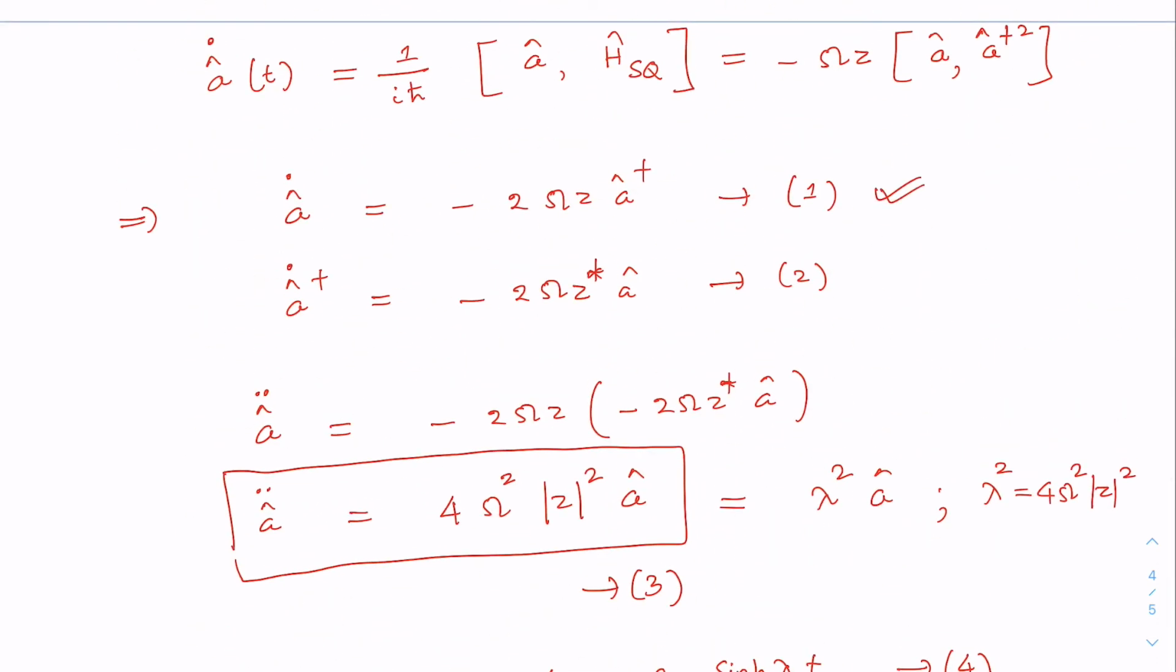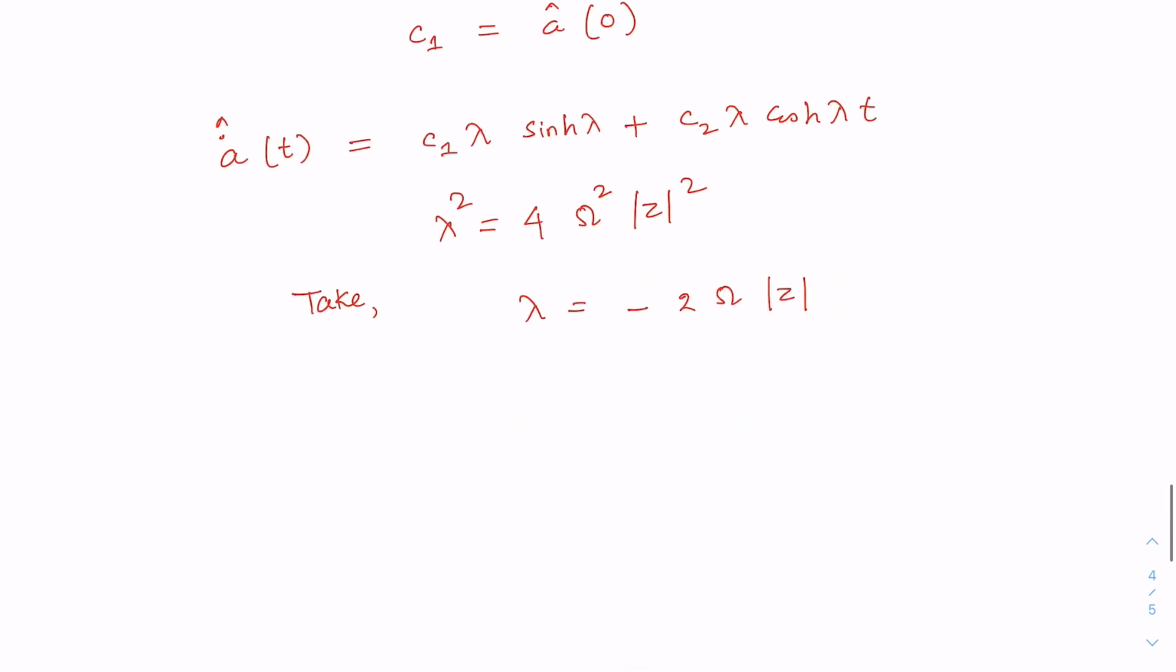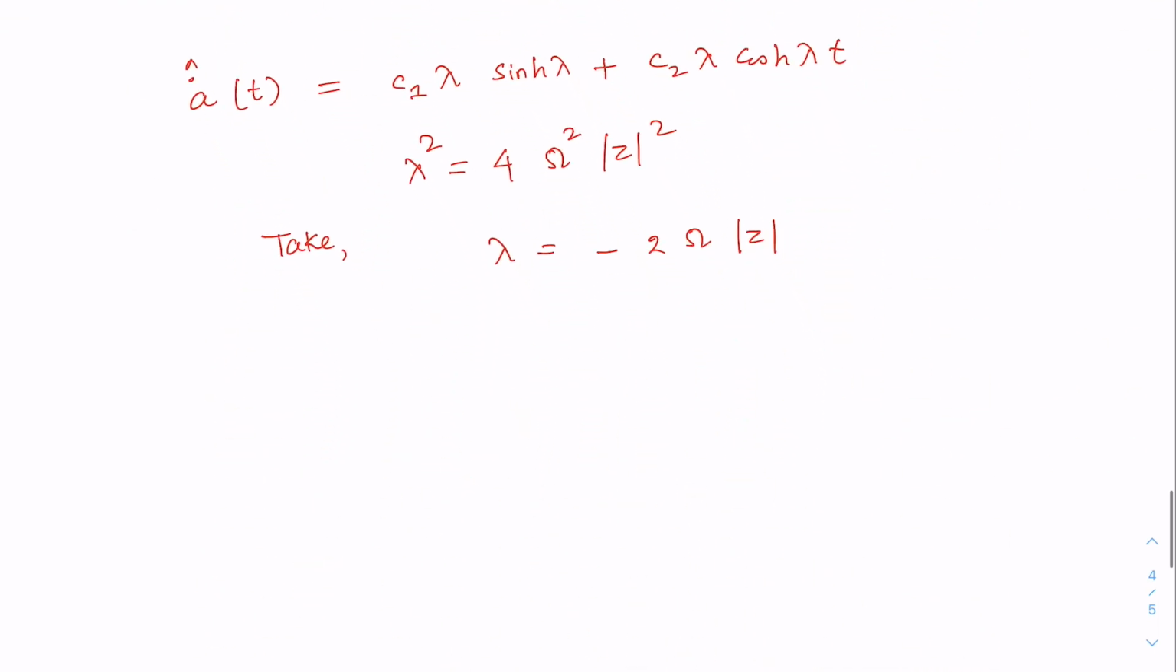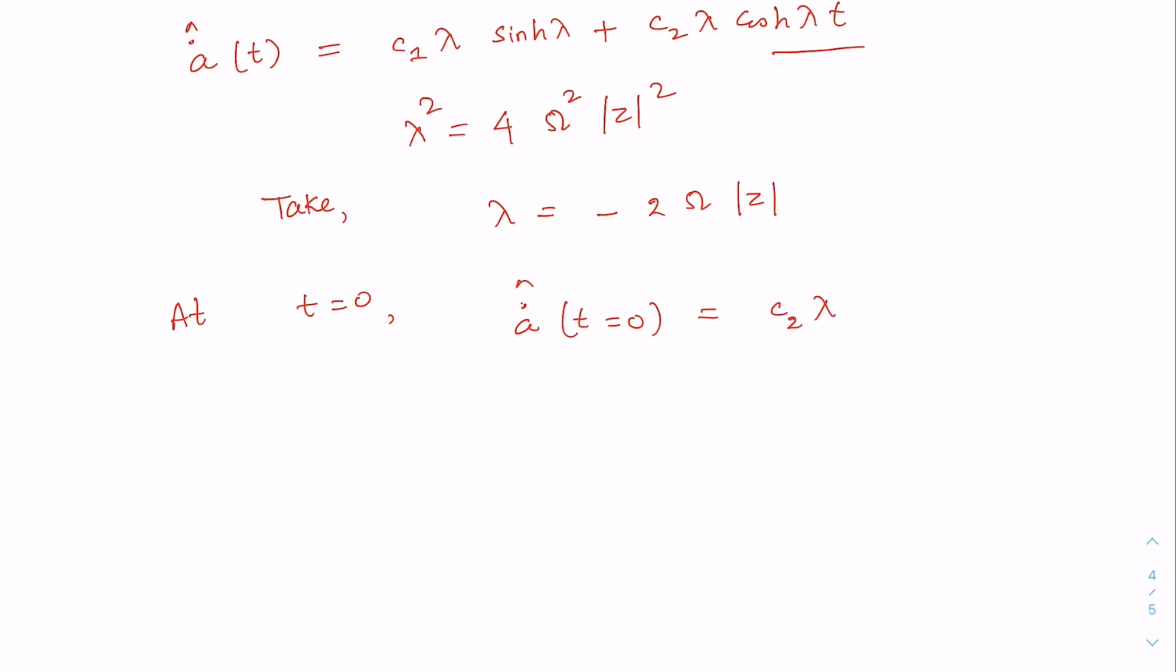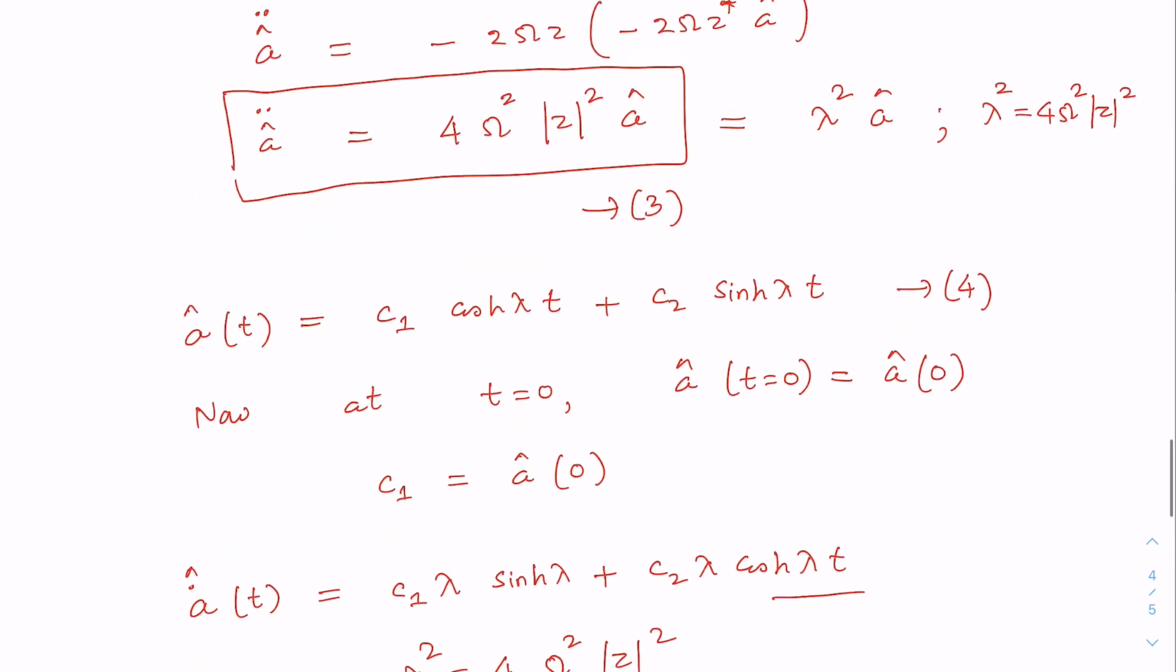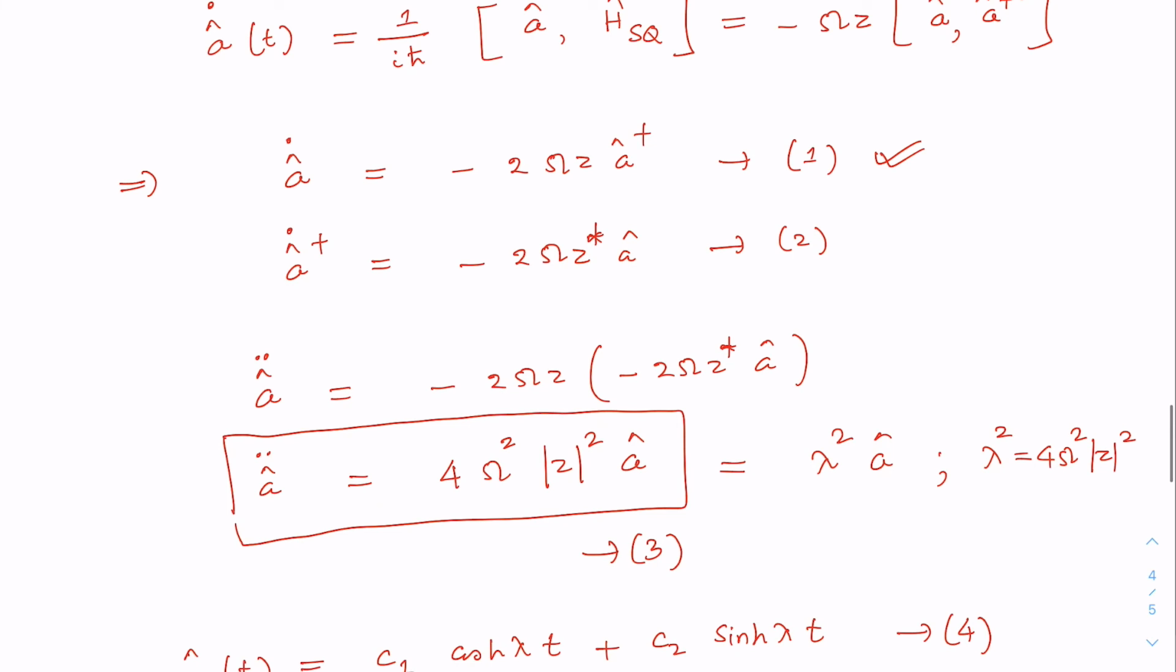Okay, that's the reason I have taken it like this. And therefore now at t is equal to 0, I have a dot at t is equal to 0 would be simply from this equation, you see, that would be C2 of lambda. And then I can easily work out from equation 1. Okay, let us go to equation 1 here.